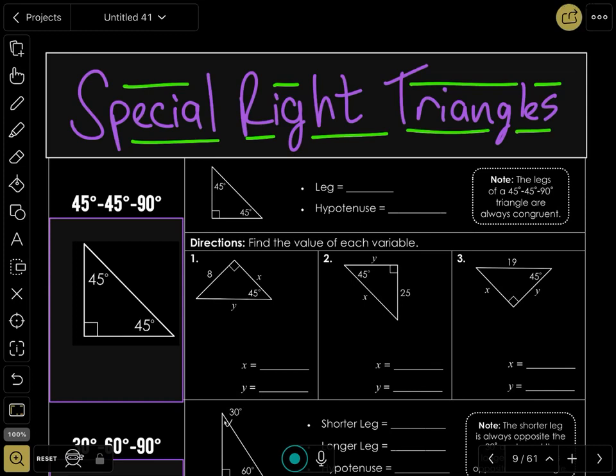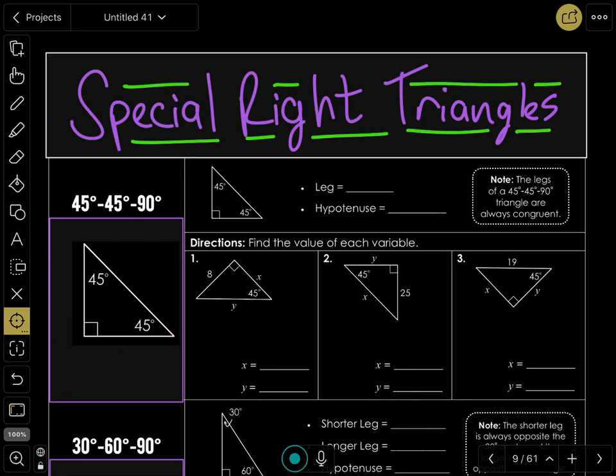Hello everyone, today we're going to be looking at special right triangles. And the first triangle we're looking at is a 45 degree, 90 degree triangle. And so what I want you to do is take a look at this figure and copy this down somewhere. You need to have this.